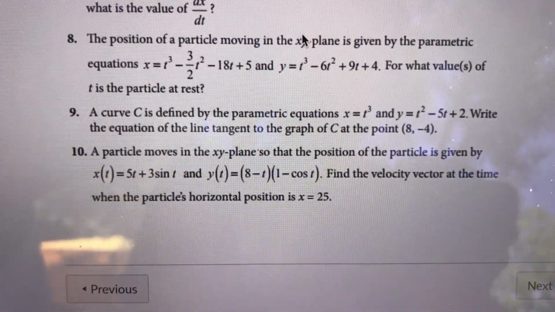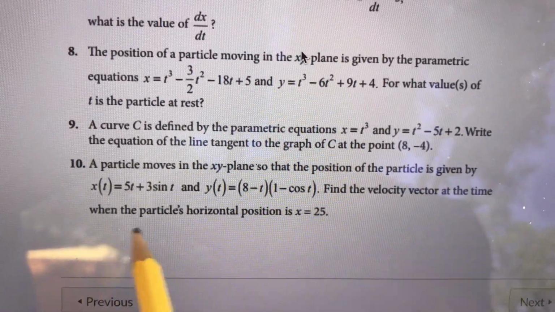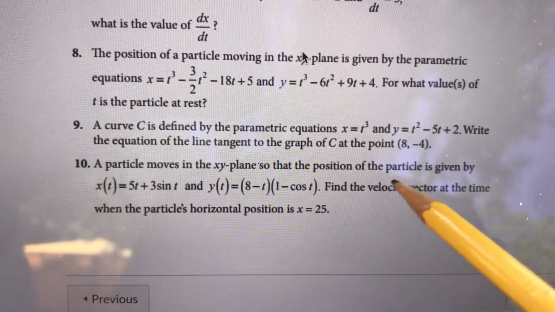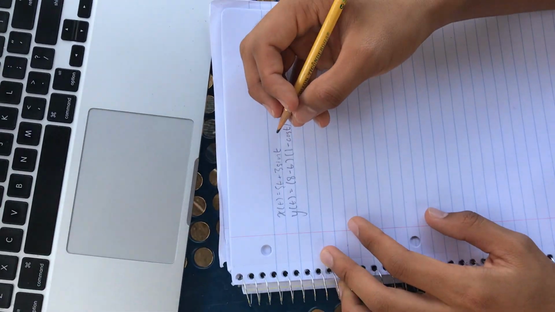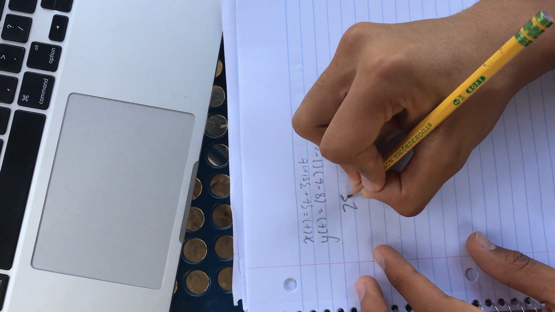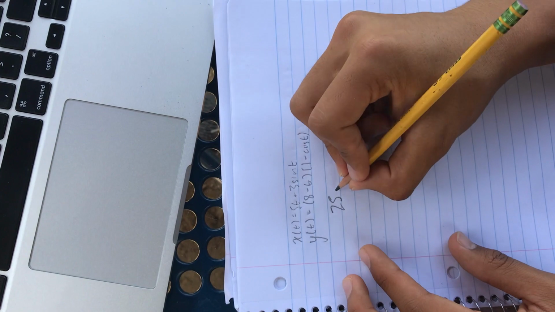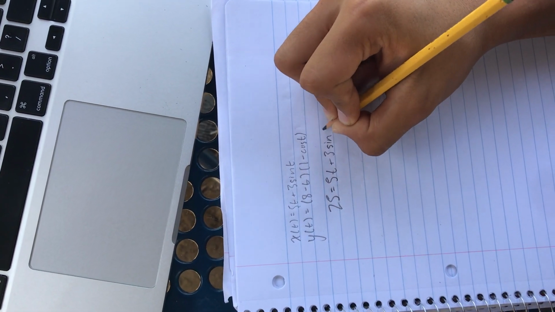So what number 10 asks us is to find the velocity vector at the time when the particle's horizontal position is at x equals 25. So how do we do that? We know that the horizontal position x is at 25, so x of t equals 25. We'll make that equal to x of t. So it's 25 equals 5t plus 3 sine t.